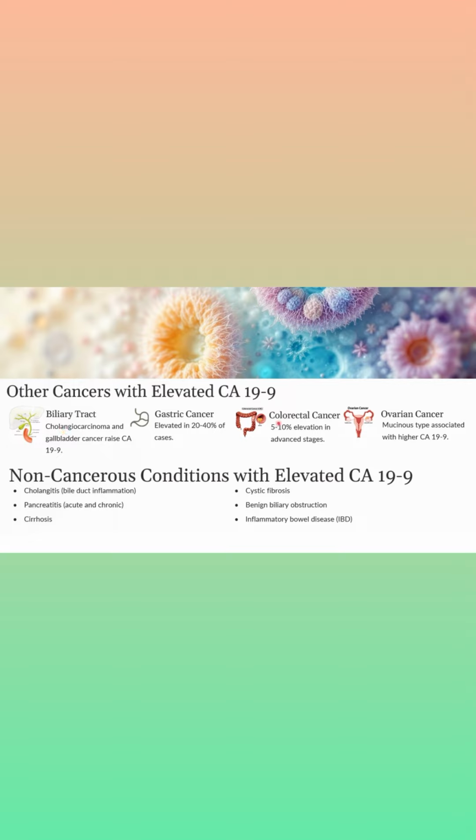Other cancers where elevated CA 19.9 levels are seen are cancers of the biliary tract like cholangiocarcinoma, gallbladder cancer, then gastric cancer, colorectal cancer, and ovarian cancer. There are certain non-cancerous conditions also where there are elevated levels of CA 19.9, like bile duct inflammation or cholangitis, pancreatic inflammation or pancreatitis, liver cirrhosis, cystic fibrosis, benign biliary obstruction, and inflammatory bowel disease.